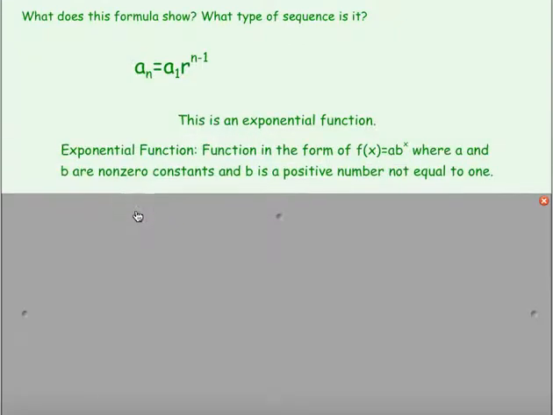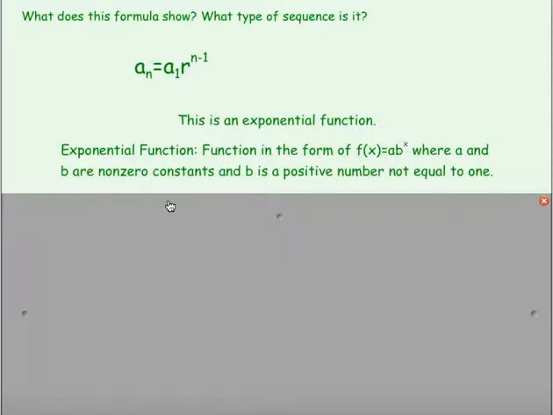So the definition is a function in the form of f of x equals a times b to the x power. This is our exponential function formula, just slightly different than our geometric sequence formula, where a and b are non-zero constants and b is a positive number not equal to 1. So we have to make sure that this b value, the base of our exponent, is not 1, or else we would just be multiplying a by 1 over and over again.